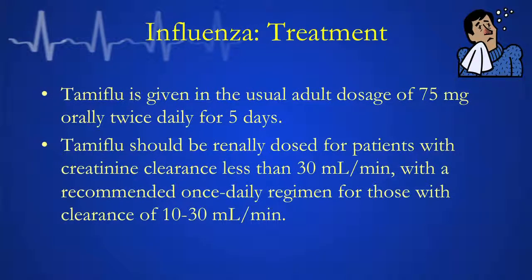Tamiflu is given in the usual adult dosage of 75 milligrams orally twice daily for 5 days. Tamiflu has to be renally dosed for patients with a creatinine clearance less than 30, and then there's a recommended once daily regimen for those with clearance of 10 to 30.